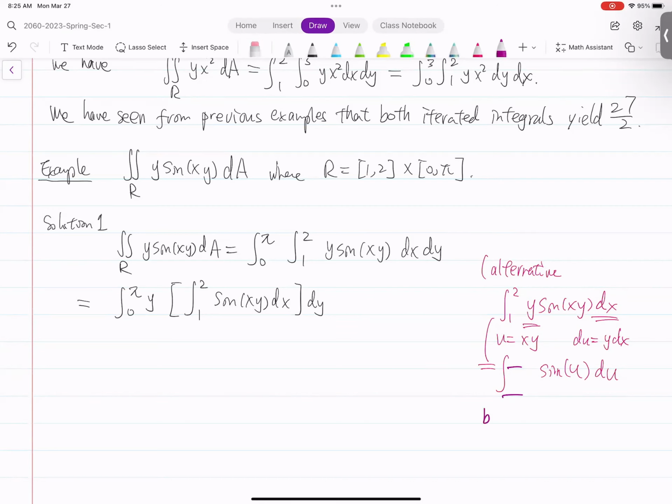So when x is 1, u is what? u is 1 times y, which is y. Okay. When x is 2, u is going to be 2y. So we need to change the bounds. It's going to be y here and 2y here. Okay. Very important.